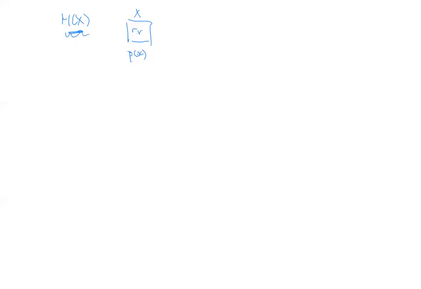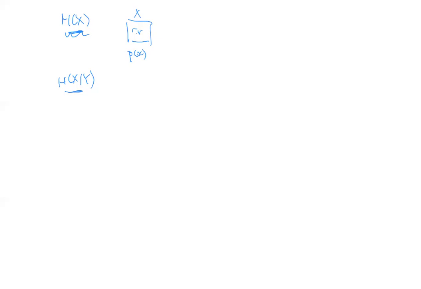Similarly, the conditional entropy H(X|Y) describes how much information of X remains, given that we know Y. And this is also an average over samples.